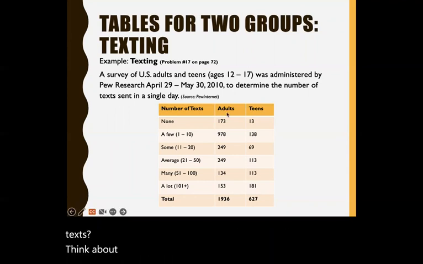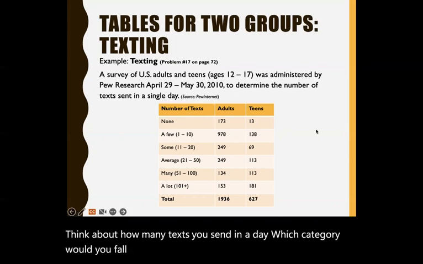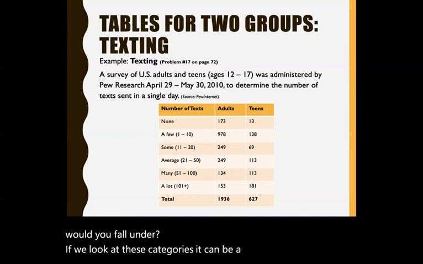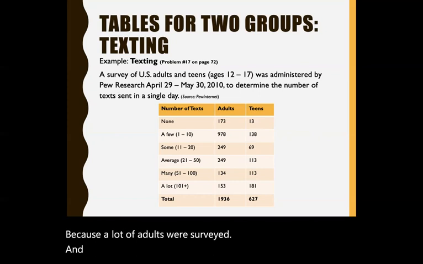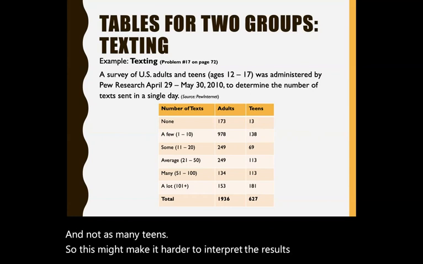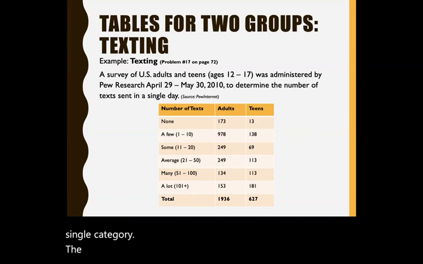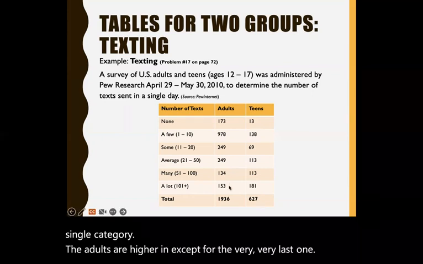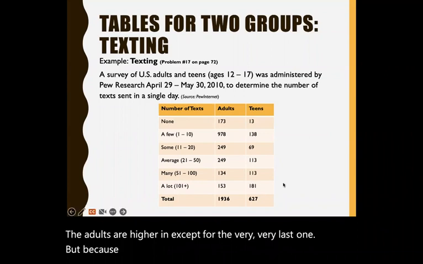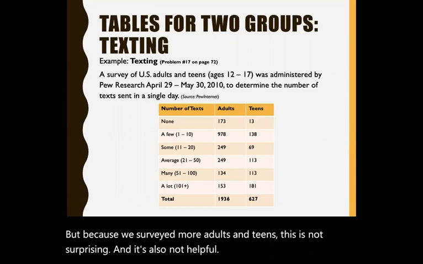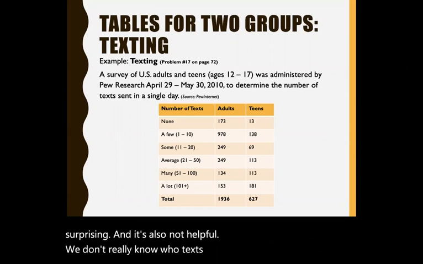Think about how many texts you send in a day. Which category would you fall under? Now, if we look at these categories, it can be a little confusing because a lot of adults were surveyed and not as many teens. So this might make it harder to interpret the results because in every single category, the adults are higher, except for the very, very last one. But because we surveyed more adults than teens, this is not surprising, and it's also not helpful. We don't really know who texts more if we have a much larger population in one of the groups.